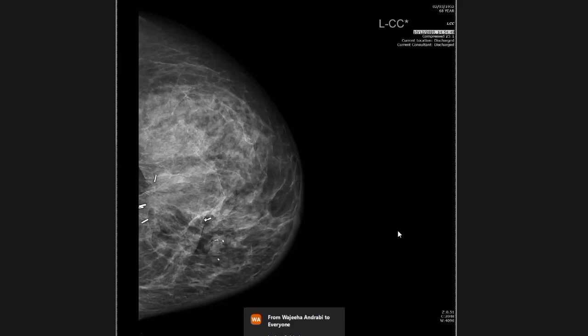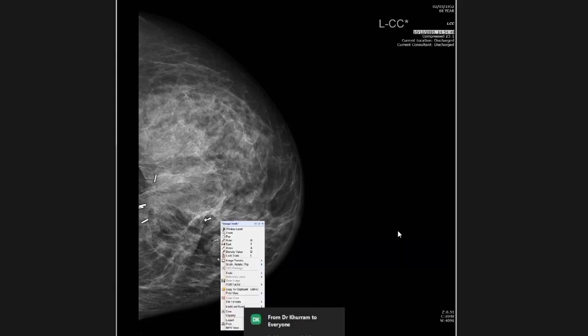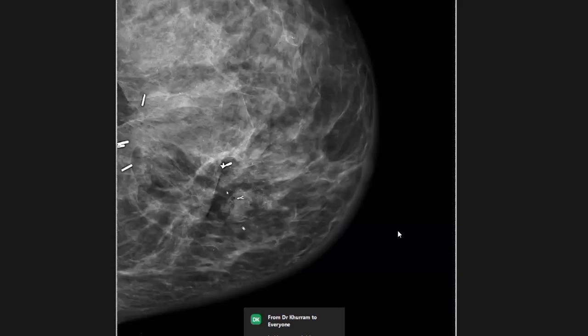So what BI-RADS score would you give the initial mammogram? I will give it BI-RADS 4C, as this patient also has a history of previous cancer and there are suspicious calcifications in the mammogram. Yeah, I think that's quite reasonable. We're not sure. It could be related to the patient's previous surgery.